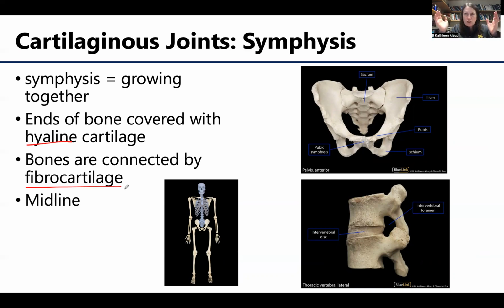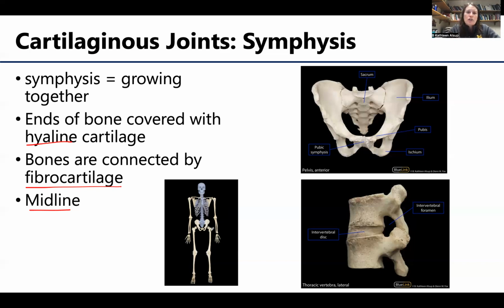There are some exceptions to this rule. Sometimes there's only fibrocartilage, but we're going to make sure that you understand that hyaline cartilage does play a role in many of these symphyses. Now, what's unique and cool about a symphysis is that all of these joints are going to be found in the midline. Not every single joint in the midline is a symphysis, but a symphysis, if there is one that exists, is going to be in the midline.